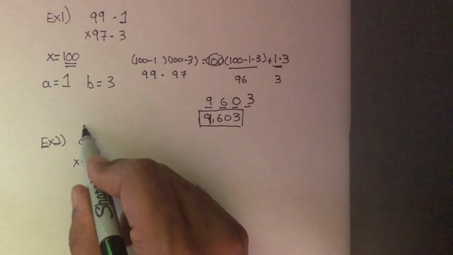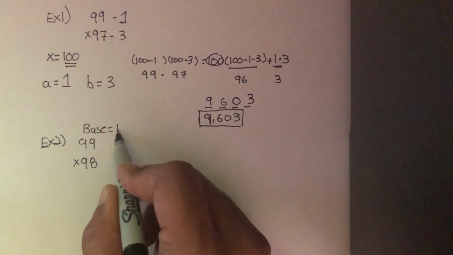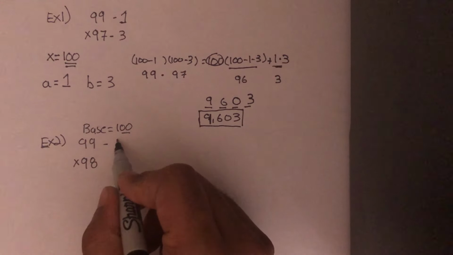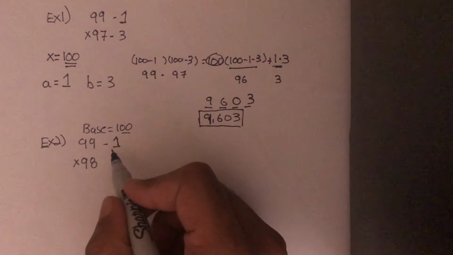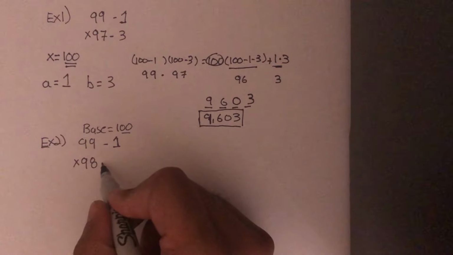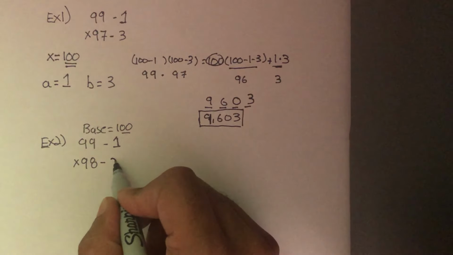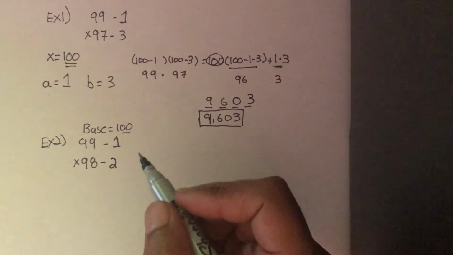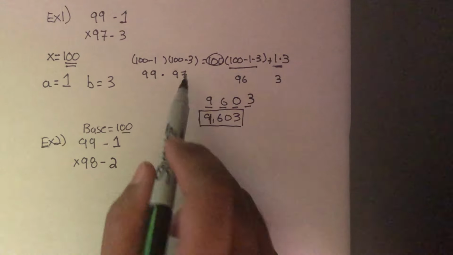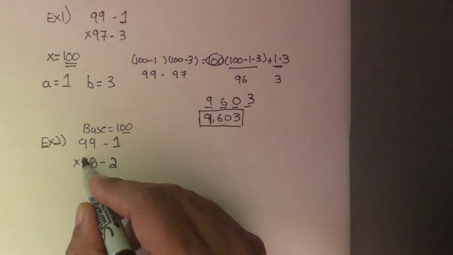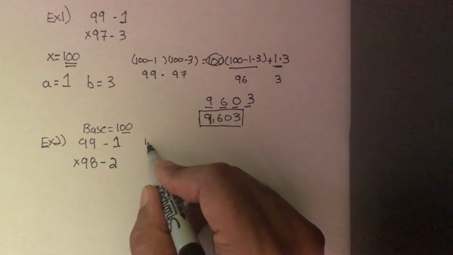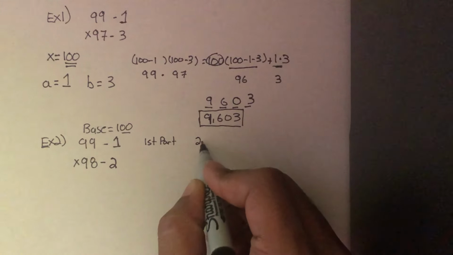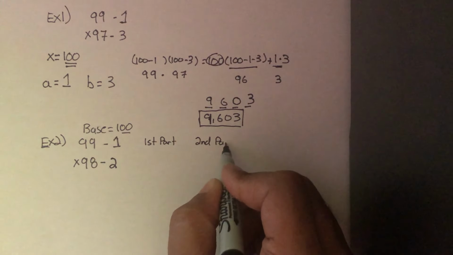So this time my base, my X, is 100. And the deficiency right here is 1. And the deficiency right here is 2. Okay, from 100, of course. Now, we don't have to do all this. We can just, the easiest way to get the answer is we need to get the first part and we need to get the second part of our answer and put those together.